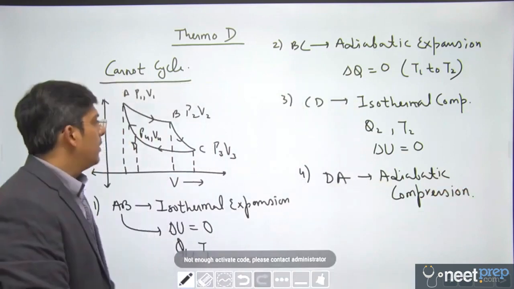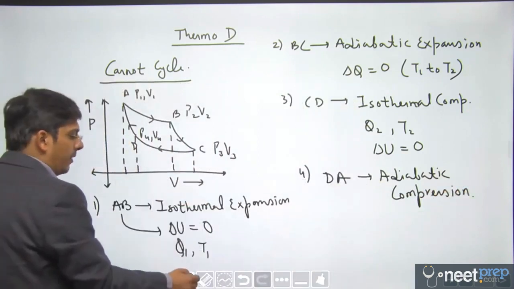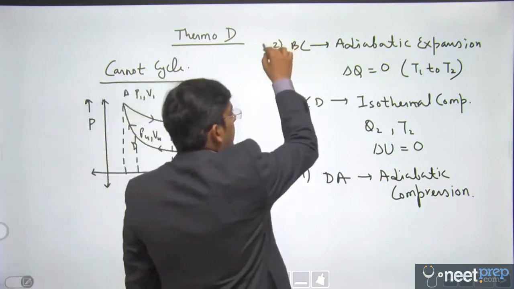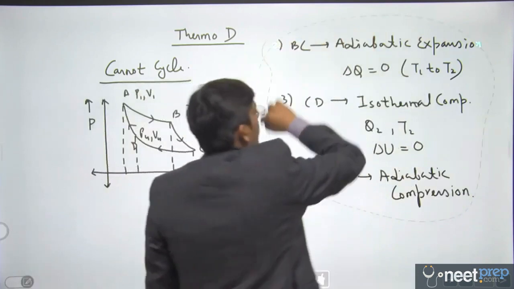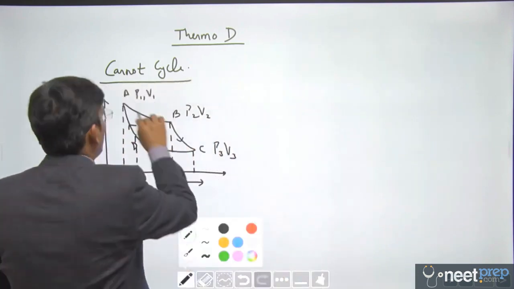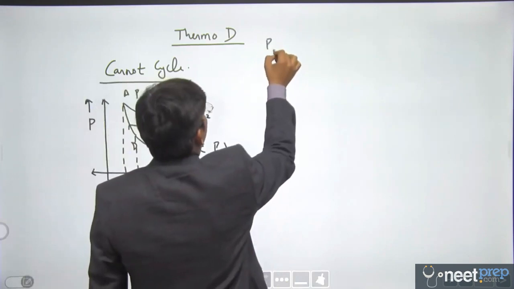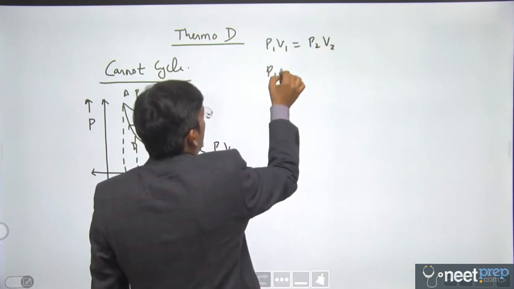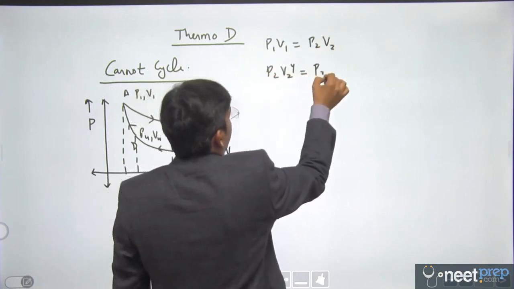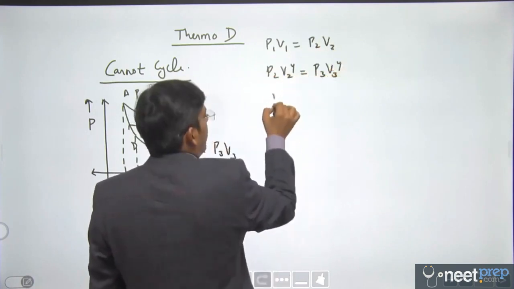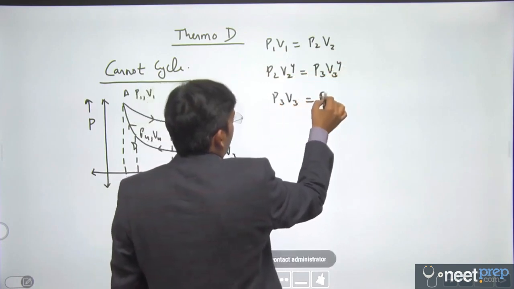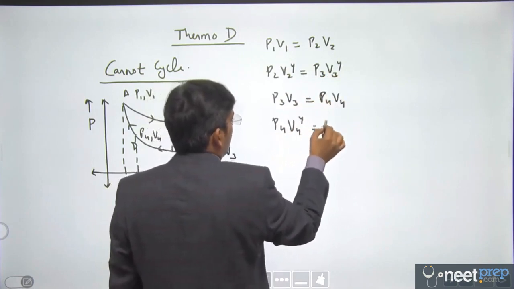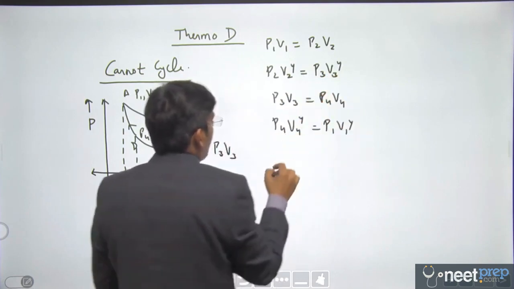Right, dear students? See, we can also find the relation between V1, V2, V3 and V4 in this Carnot cycle. See, how can we do that? For an isothermal process, we know that for process AB, P1 V1 is equal to P2 V2. The next one being adiabatic, P2 V2^gamma is equal to P3 V3^gamma, right? After that, P3 V3 equals again P4 V4, and lastly, we have P4 V4^gamma equals P1 V1^gamma. Let us multiply all these equations.